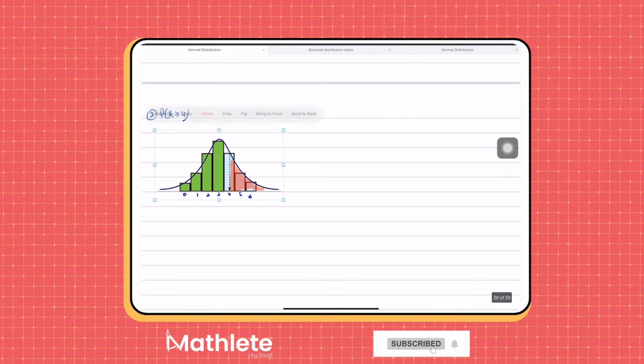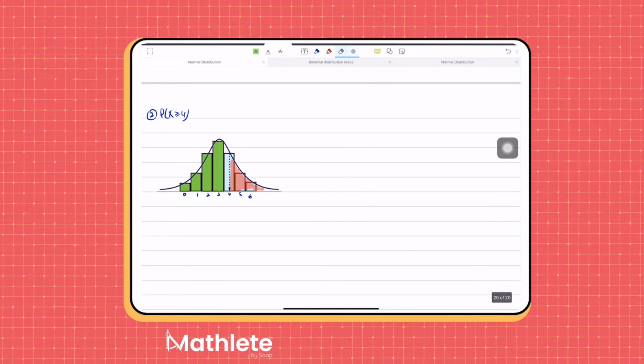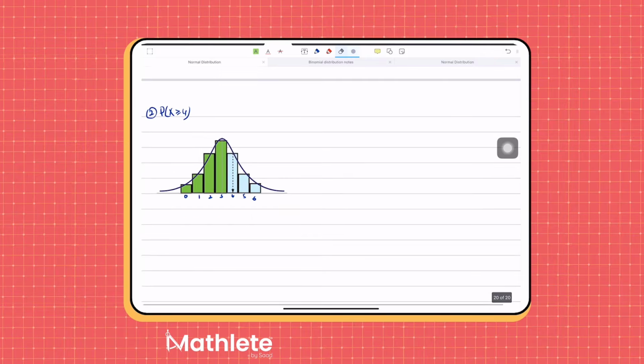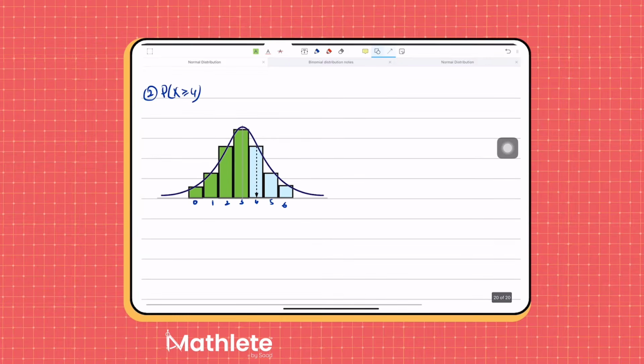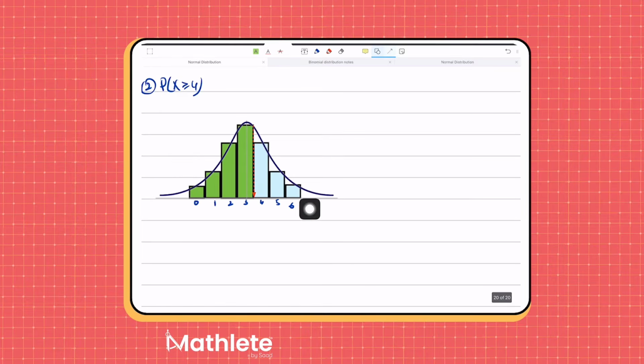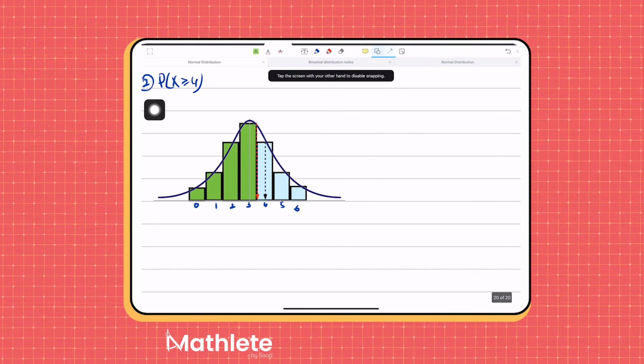Greater than or equal to 4 means the bars that I've highlighted in blue, that means 4, 5 and 6. As per the normal distribution curve, this region actually starts from here. Let me use a different color so you can see the arrow clearly. The bars that I've highlighted in blue actually start from here. And if we just leave it at 4, where do we find 4? 4 is basically over here.